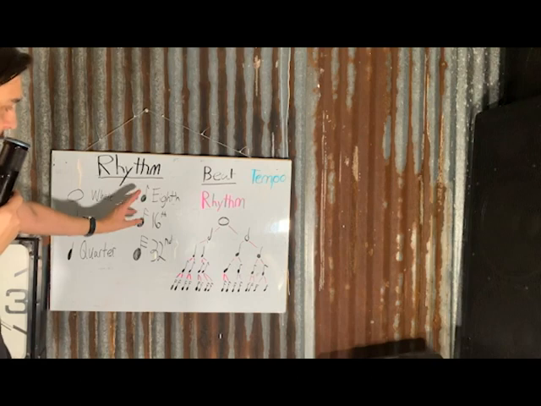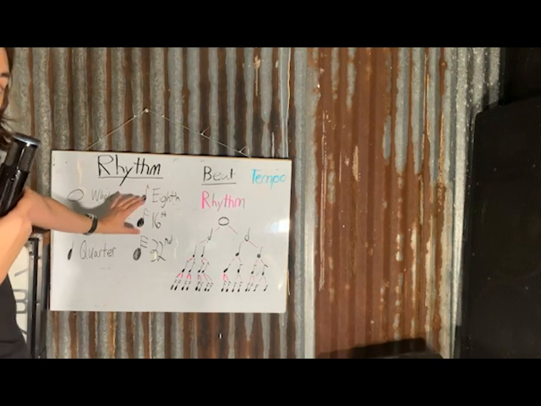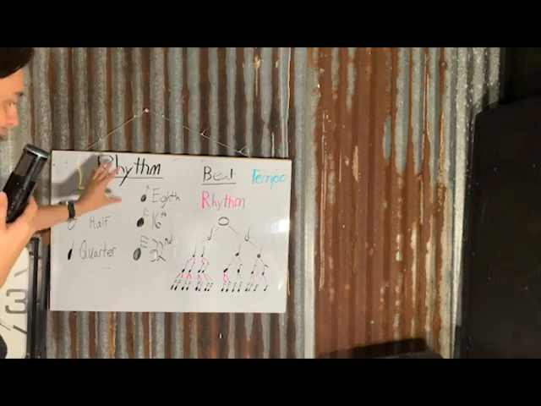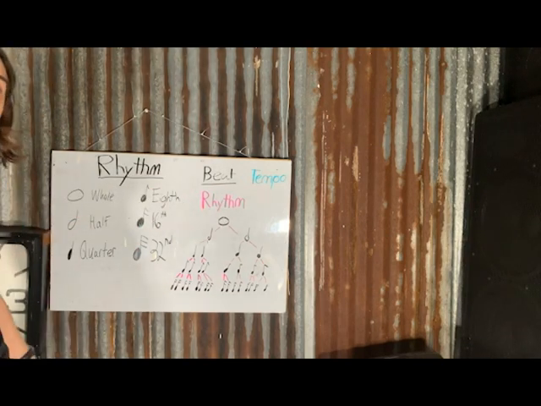But after eighth notes, we have sixteenth notes, which are, two sixteenth notes make an eighth, and so on and so forth. You have thirty-second notes. If you see here, we have the little pyramid, the pyramid of rhythm.